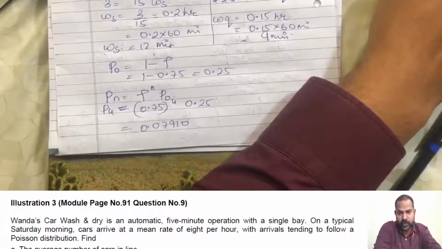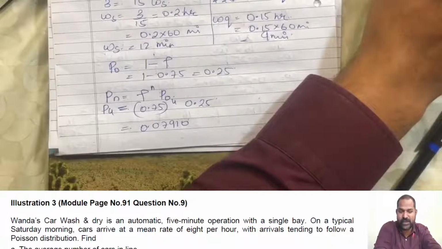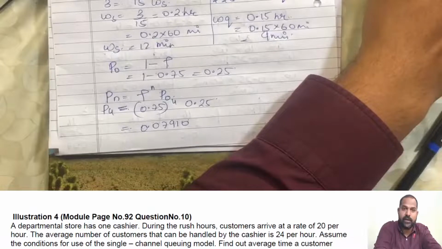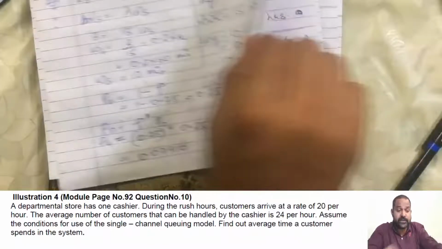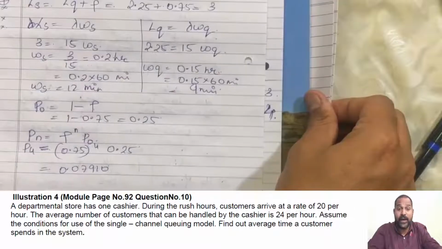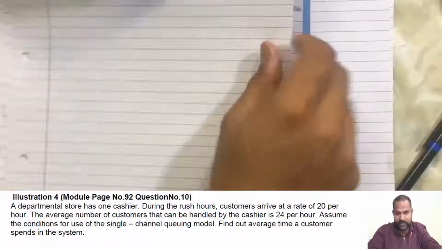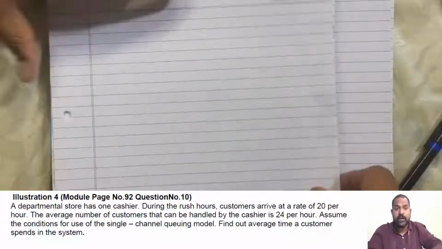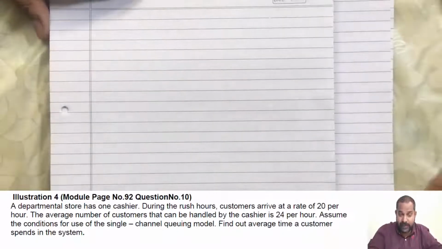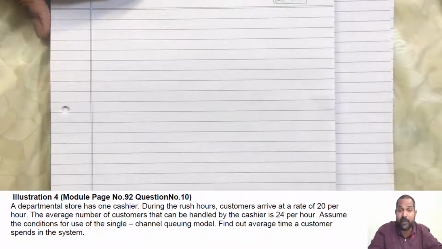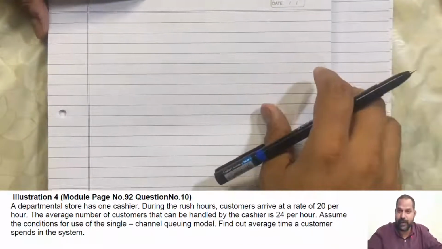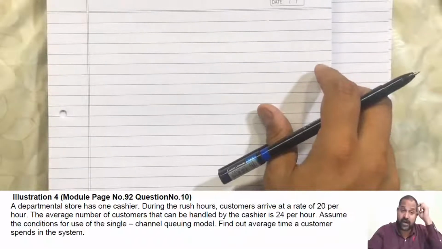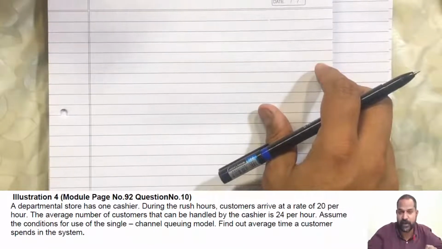Next question is question number 3. I want you to skip that. We'll do that later. Let's come to question number 4. A departmental store has 1 cashier during rush hour. Customers arrive at a rate of 20 per hour. So arrival is given to you, which is lambda, which is 20. The average number of customers that can be handled by the cashier is 24 per hour. See, they've given you lambda and mu directly. Assume that the conditions use a single queuing channel model.